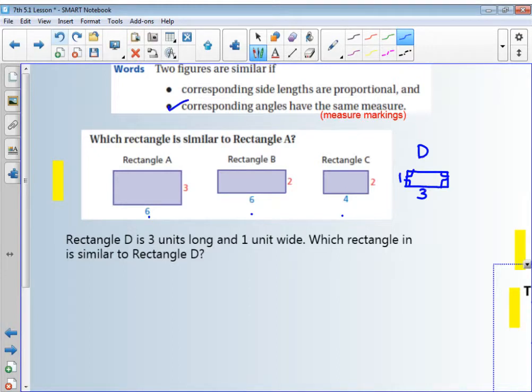So now what you guys are going to do is you're going to go ahead and pause your video, and you're going to go through and check to see which one of those other 3, A, B, or C, would have proportional side lengths. So you're going to check the proportions to make sure that the side lengths are equal, because we already know all of the angle measures are equal. So go ahead, pause your video now, and check to see which of those have proportional side lengths to D.